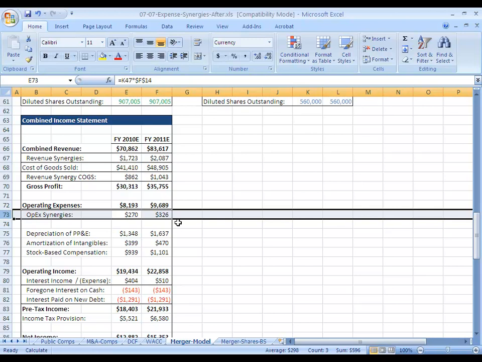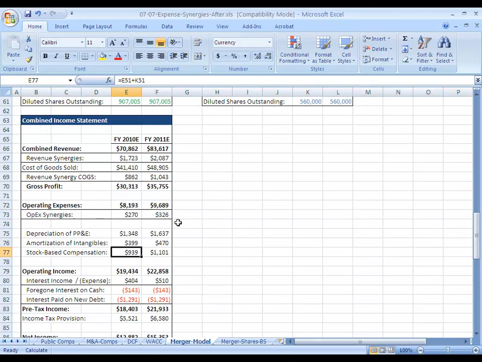Now, in terms of incorporating it into the model, what we have to do is modify the operating income formula right here. So I'm going to press F2, and what we need to do here is make sure that E73 is being added to this calculation. We're adding it because in this calculation, we're actually subtracting operating expenses. Operating expense synergies are the opposite of operating expenses, so we want to be adding in that number so that our operating income here goes up. So I'm going to add E73 and then subtract E75, 76, and E77, the depreciation, amortization, stock-based comp. So we'll copy that formula over.